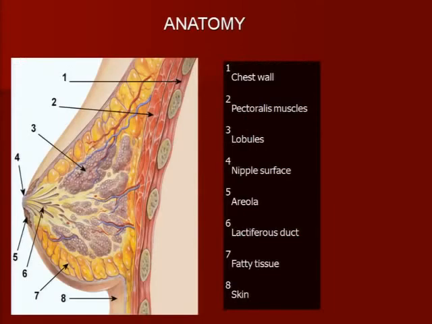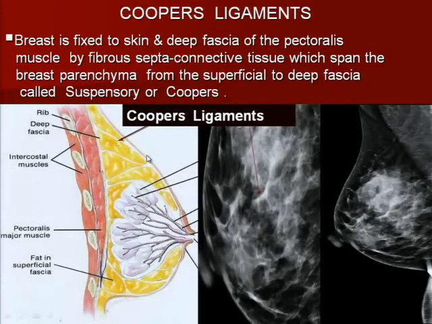Now, this is just another diagram to show you the anatomy. This is the pec muscle. Look at the amount of fat that surrounds the glandular tissue. In fact, the fat and the ligaments all go in between all these lobules. And the breast is supported by certain ligaments. That is the Cooper's ligaments.